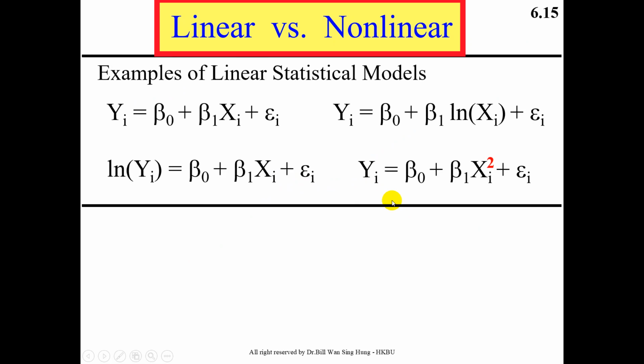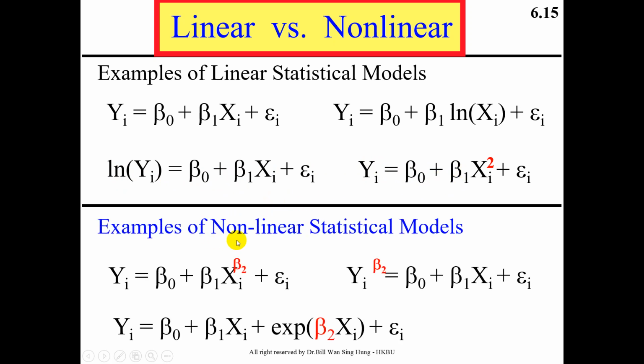So, linear versus non-linear. These are the examples of linear models. This is linear both in variables and parameters. This is linear in parameters, but non-linear in variable. But we have made it linearized by taking its log. And this is also a log-lin model, and this is a cubic model.